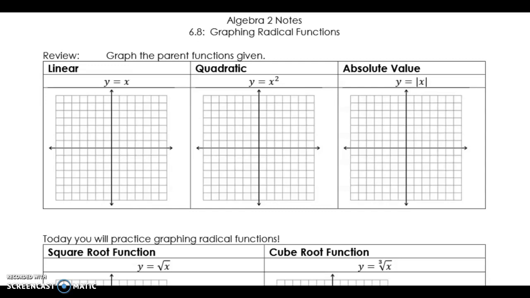Algebra 2 Notes 6.8 Graphing Radical Functions. Graph the parent functions given. Go ahead and pause the video and see if you can graph y equals x, y equals x squared, and y equals the absolute value of x.